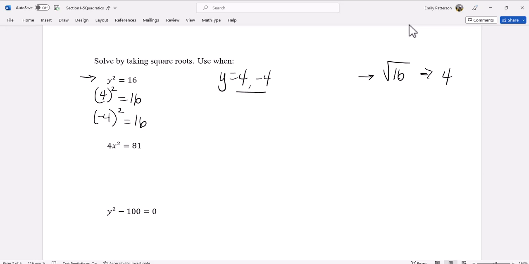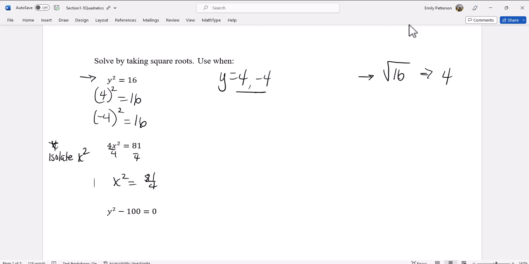So doing this one, the first thing we have to make sure we do is isolate the x squared, or the variable squared. So I'm going to divide both sides by 4. So I've got x squared is equal to, oops, not 18, 81 over 4.